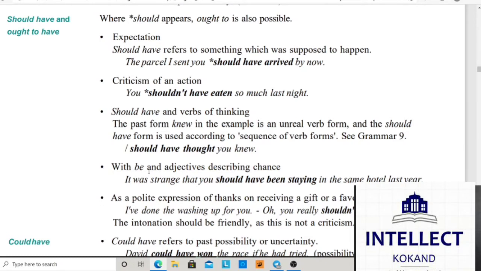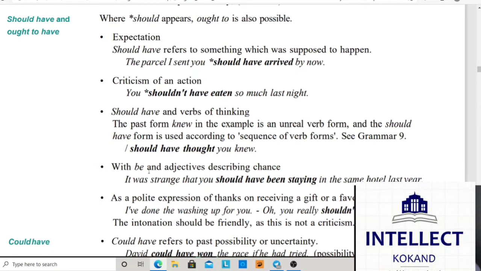Criticism of an action. You shouldn't have eaten so much last night. You are feeling unwell, and I say you shouldn't have eaten so much last night. Or you shouldn't have, let's say, stopped writing essays. Should have and verbs of thinking. So first we saw two uses of should have: first expectation, then criticism. Now we're talking about should have and verbs of thinking.